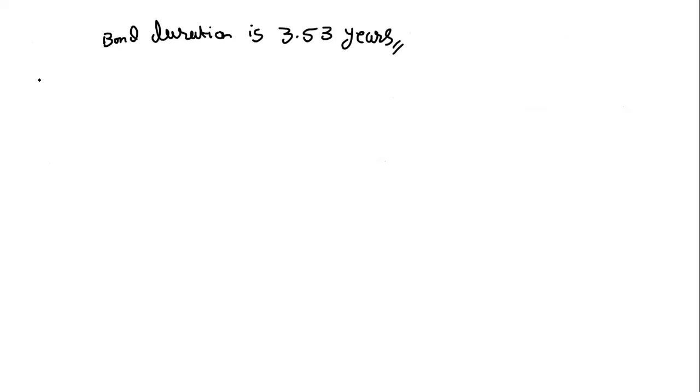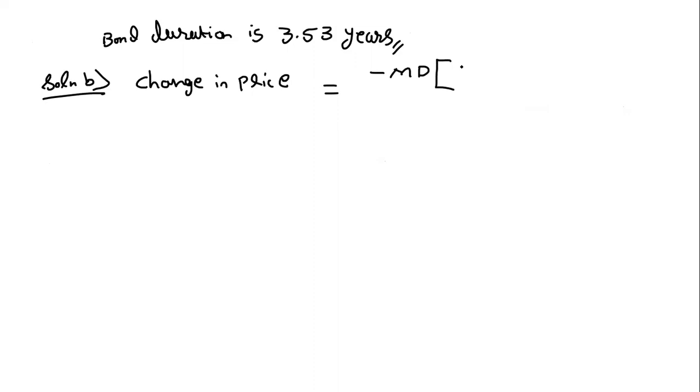So let's solve this. Solution. So change in price is equal to, we use this formula, that is minus MD, where MD is the modified duration, times delta BP, divided by 100. So this is the formula we are going to use.